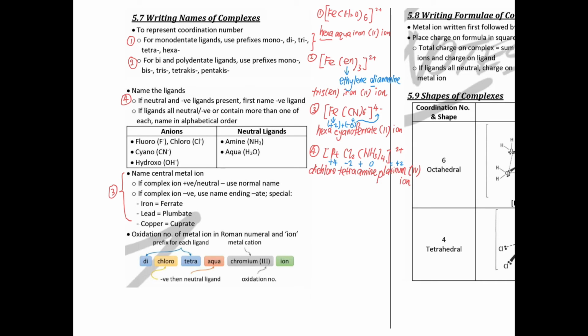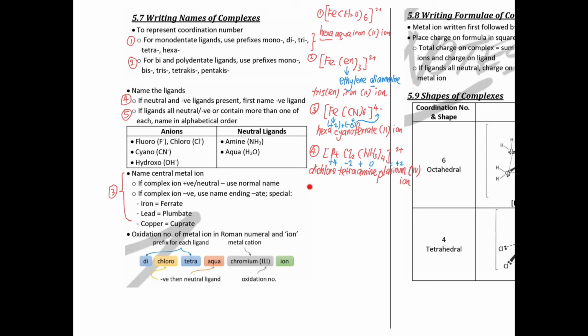So let's move on. Rule number 5. So you can see here, if the ligands are all neutral or all negative, or contain more than one of each, which means it contains a different type of neutral or different type of negative ligand, name them in alphabetical order. So this is where you have one type only, all negative or all neutral. Then you use alphabetical order to name them.